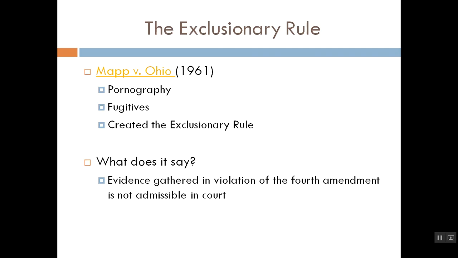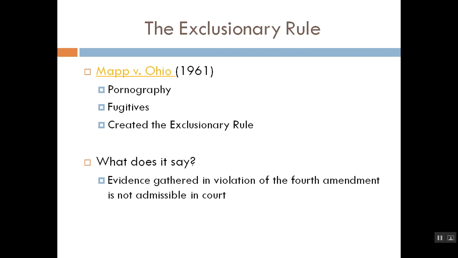So MAP versus Ohio is important because it creates what we call the exclusionary rule. The exclusionary rule is a judicial standard stipulating that illegally gathered evidence is not admissible in a court of law. And this is a tool that we use to enforce our procedural rights. If an officer conducts an illegal search and finds evidence of a crime, he doesn't get to take you down because that evidence is not admissible in a court of law since it was illegally gathered. It must be excluded from the court record.